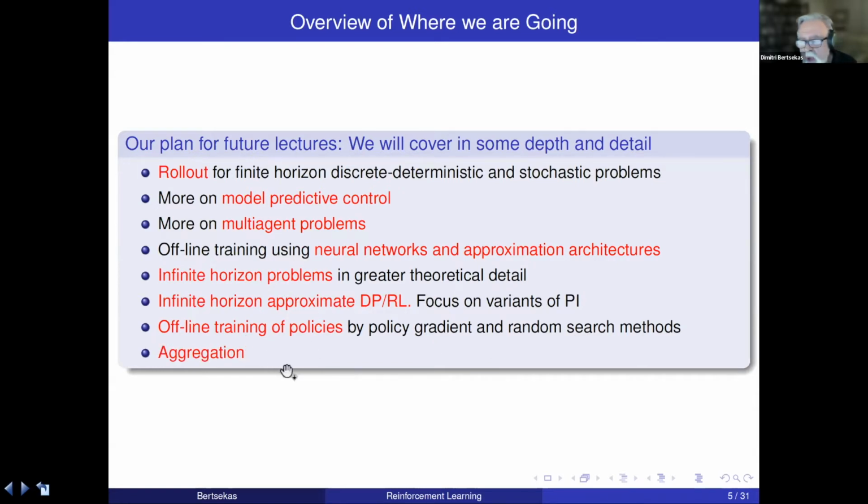And our last topic is going to be aggregation. How do you simplify a problem, reduce the state space, solve that problem, and then use its solution for approximation in value space over the original problem that you started with? So we've done 4 lectures so far, including this one, and we have another 8 or 9 lectures on this topic here.